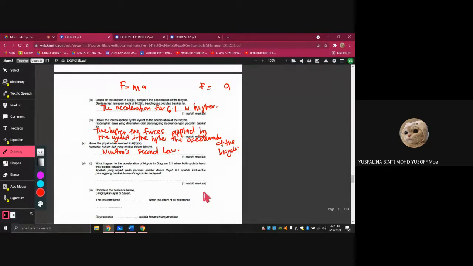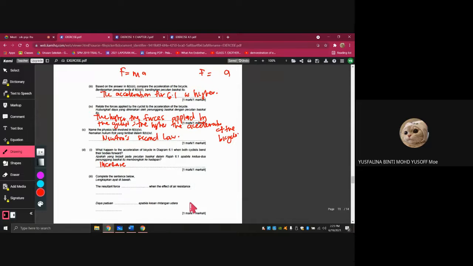So for this one, when the bodies bend forward, it will reduce the air friction, so the frictional force will be decreased. When the frictional force decreases, the acceleration will increase. It will reduce the air friction.